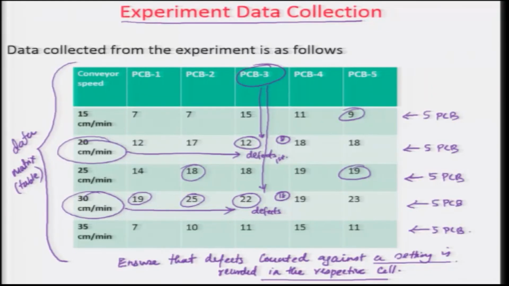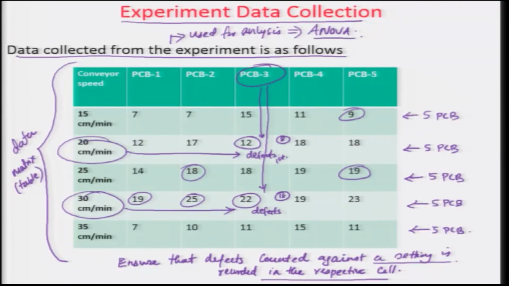Some people call it a table, some people call it a matrix, it does not matter. This whole thing is the data table that we are talking about, and the data collected in it is used for analysis. And what is our analysis? ANOVA in this case. So we use this data matrix to do analysis of variance, or ANOVA.